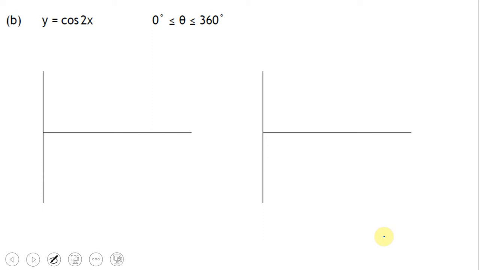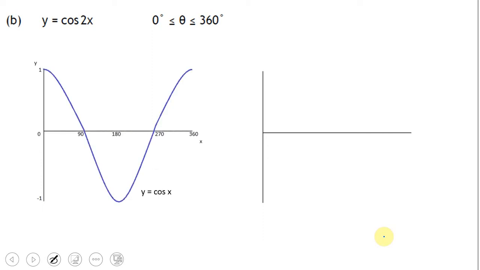Example B, y equals cos of 2x. Now we start by sketching cos x, the standard curve that you always start with in such sketches. So it goes from -1 to 1 on the y-axis, crosses at 90 and 270, and we see one copy of the curve between 0 and 360.